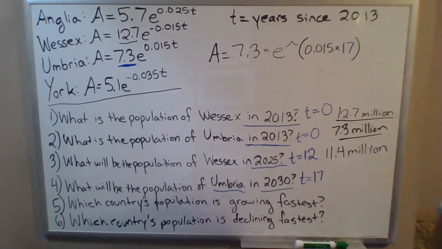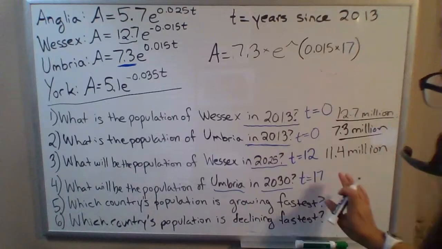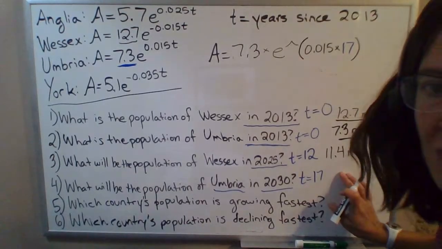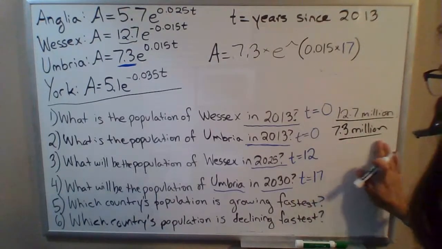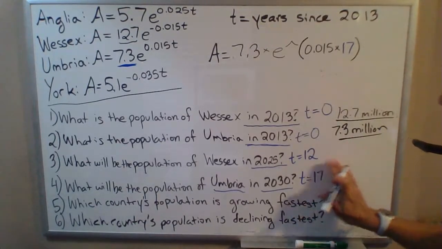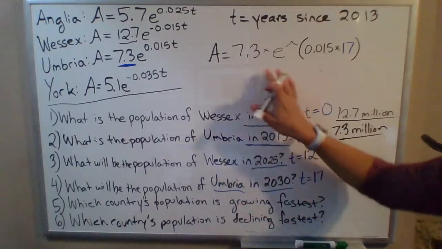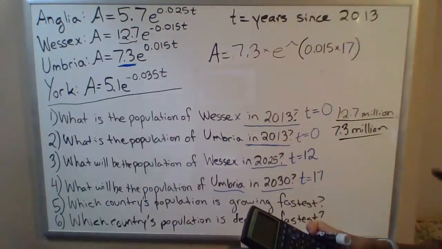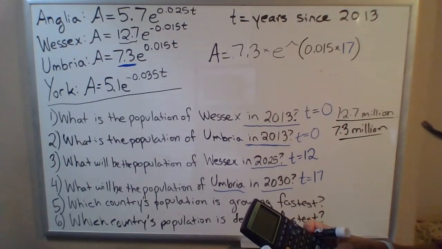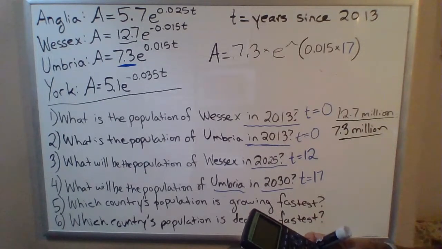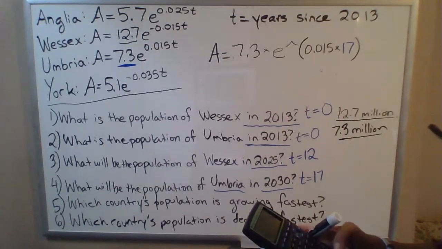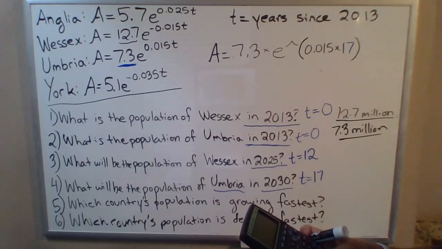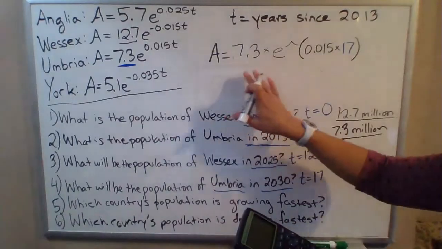Oh shoot, yeah, I just realized I was working these problems with old values. I really don't want to redo the whole video, but this 2025 is going to be incorrect. Let's see, Wessex. Well, here, let me answer this one first. For Umbria in 2030, we want 7.3 times... I was using values I had in my calculator from a previous edition of this video, but I've since changed the values of t.